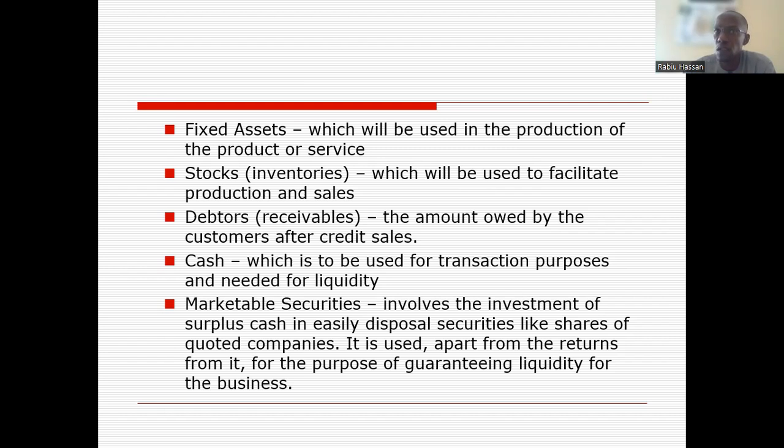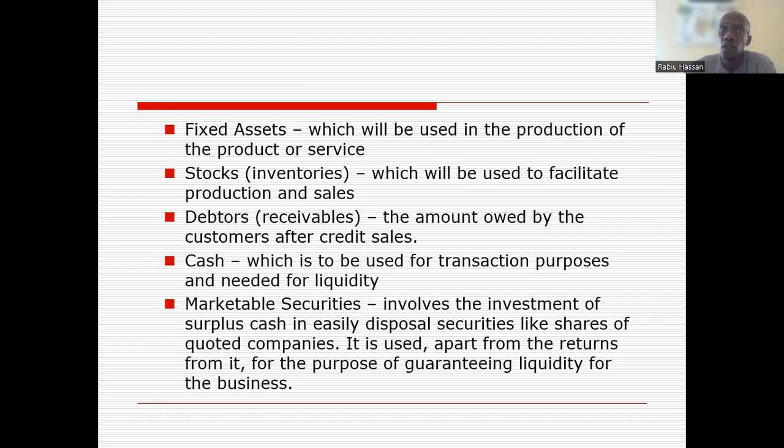You understand? You need to find a qualitative, very sustained sources of raw material that will help you to continuously operate. And then debtors, the amount owed by the customer after credit sales. How can you manage your credits? You understand? How can you ensure prompt payment from your customers and what have you? Then cash, which is to be used for transaction purposes and needed for liquidity.